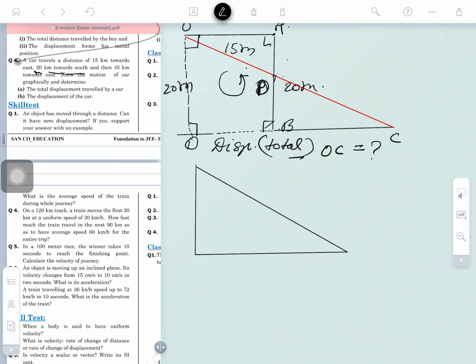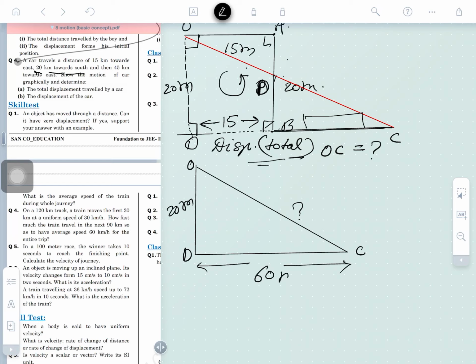Okay guys, so how can we do this? It's very simple. It's O, it's D and it's C. You are to find out this, and it's given here 20 meters. What is the total given here? From here to here, I think this will be 15 also, and this is, I think, 45. Yeah, 45 this is. So together 45 and 15 makes 60. Okay, it's 60 meters.